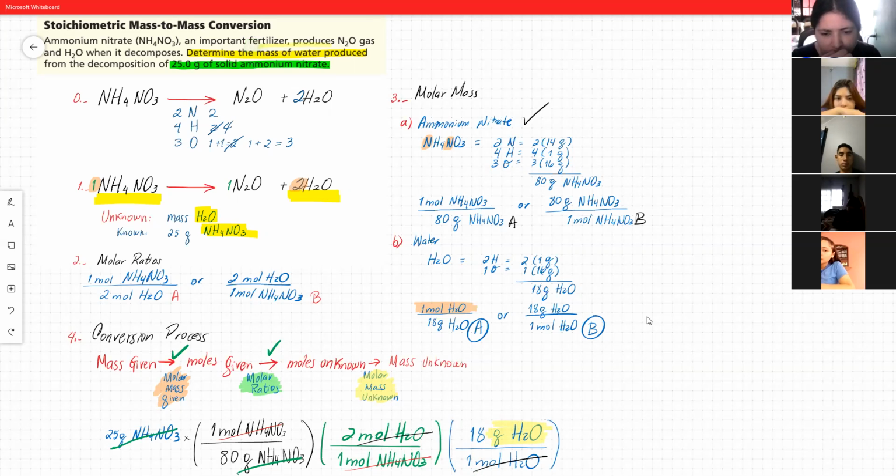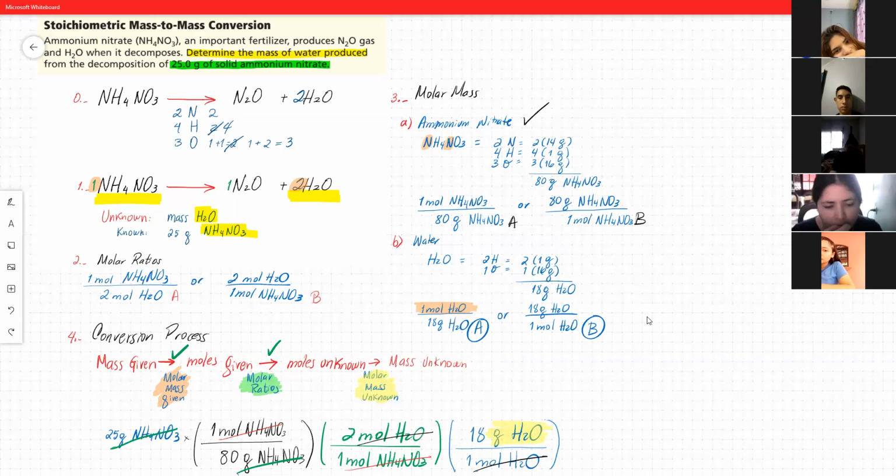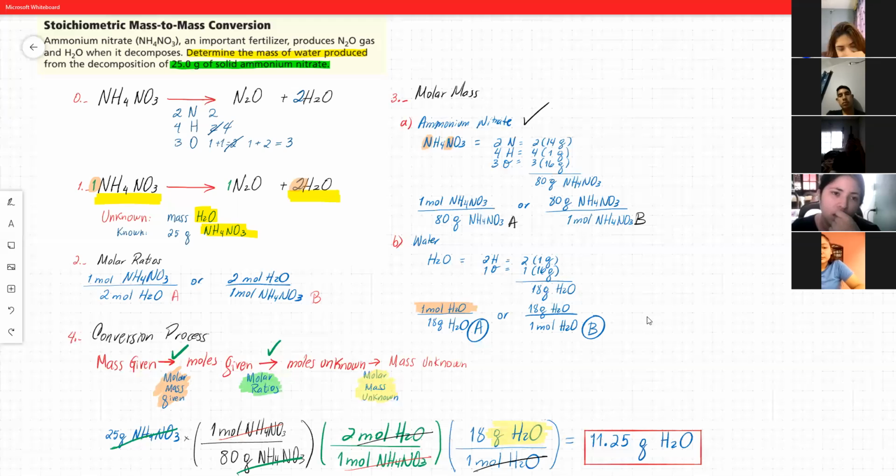Mass of water. Now, what do you get? In your calculator it is going to be 25 times 2 times 18 divided by 80. How much did you get? 11.25. 11.25 what? Grams of water. Okay, and that's it. Determine the mass of water produced: 11.25 grams of water.